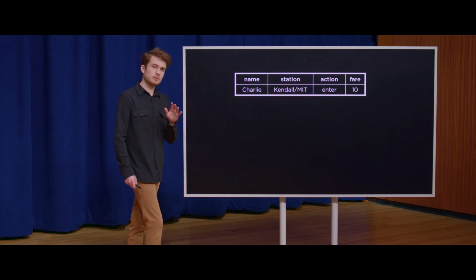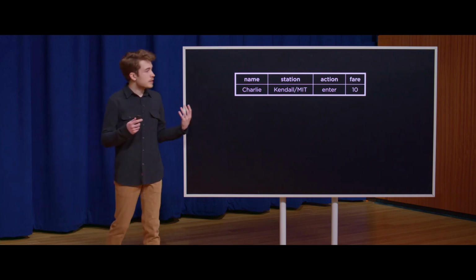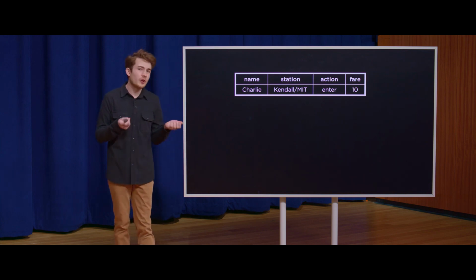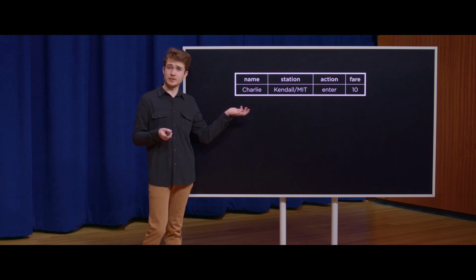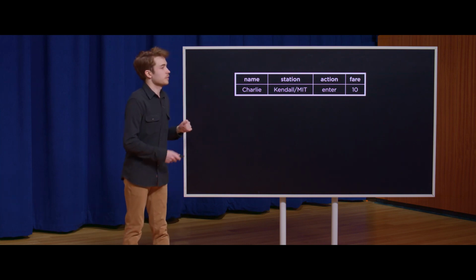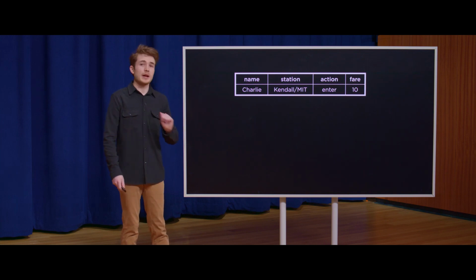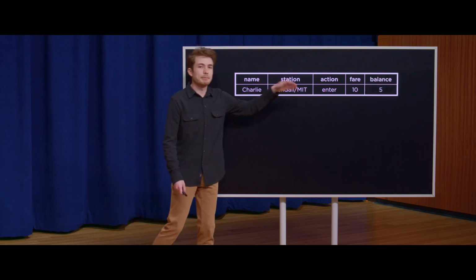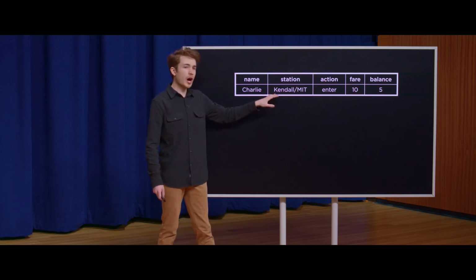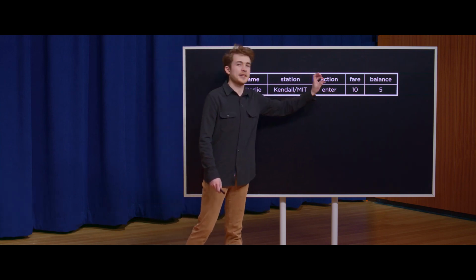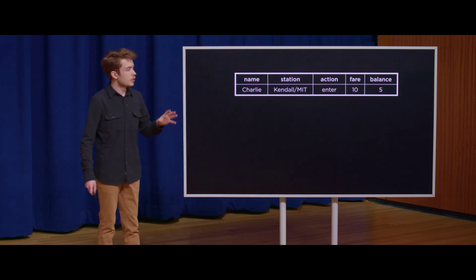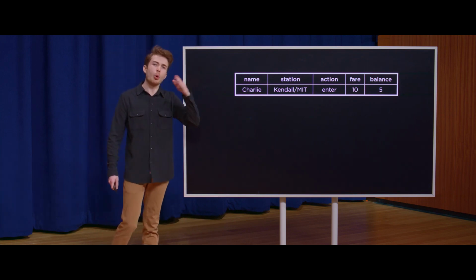And now, this seems pretty good, but if I am the transit authority, the person who runs the subway system, I probably want to know, does Charlie have enough money to get on the train? And if so, I want to make sure that, okay, well, Charlie actually could get on this train. So let's say not only does Charlie pay a fare, he has some remaining balance afterwards. So Charlie here has gotten onto the Kendall MIT stop. He's paid the fare of 10 cents and has 5 cents left. Okay, so here's a bit of a table. We could probably add more information to it.